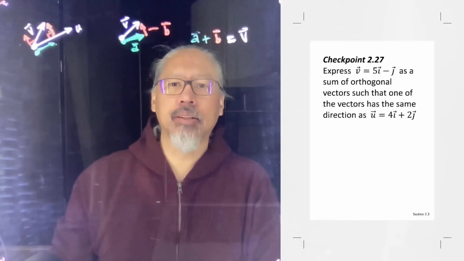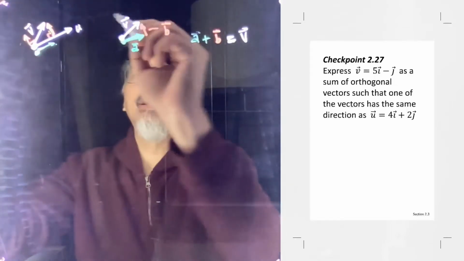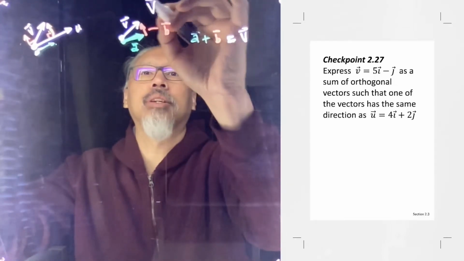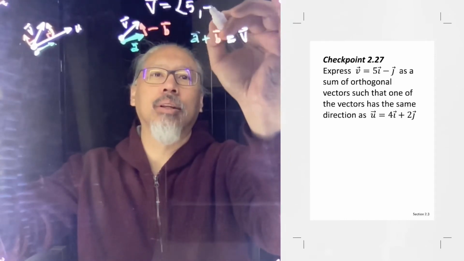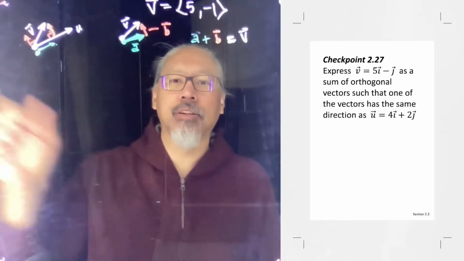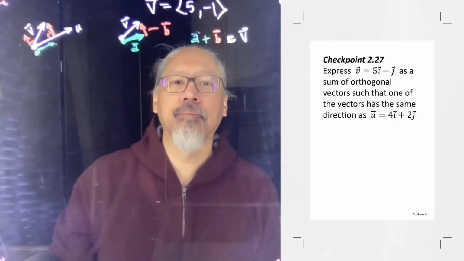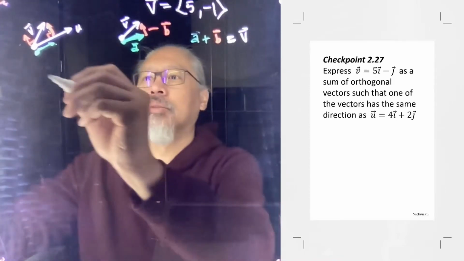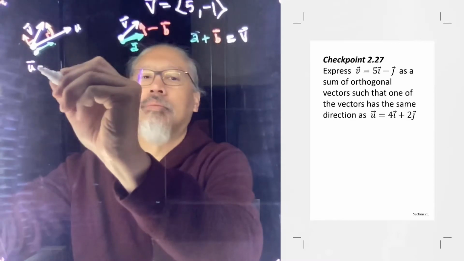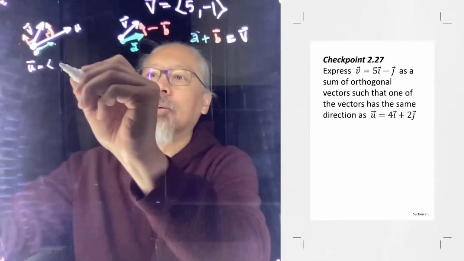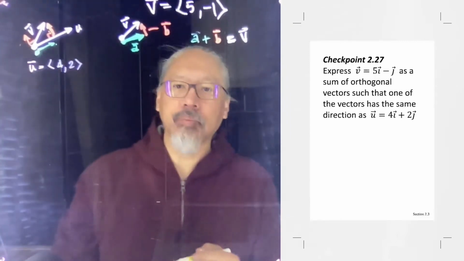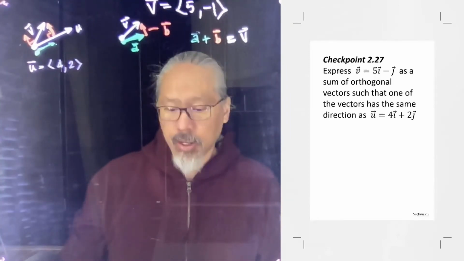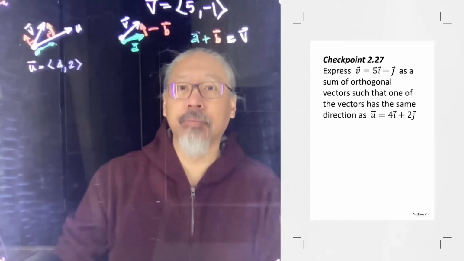All right, let's write v down. What's v equal to? v is equal to 5 comma negative 1. So that's our main vector that we're working with. We also will need u. u is equal to 4 comma 2. And then let's focus on the projection.